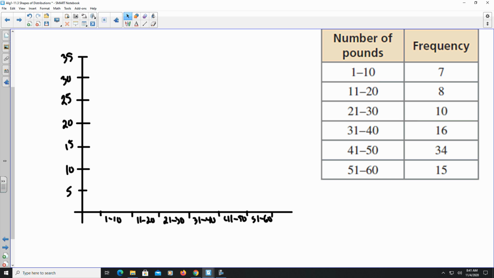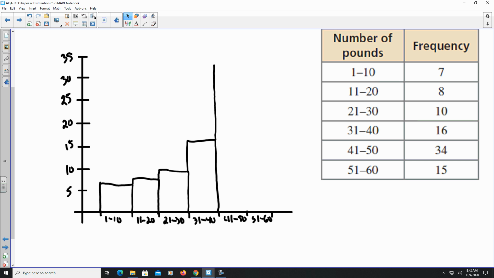So go up, looks like it's 7 here. Next is 8, so that's a little bit larger. Next is 10. Here we got 16, so a little bit larger. And then we jump all the way up to our 34, so it's not quite to 35. And then finally we get to 15, which is right about there, we'll say.